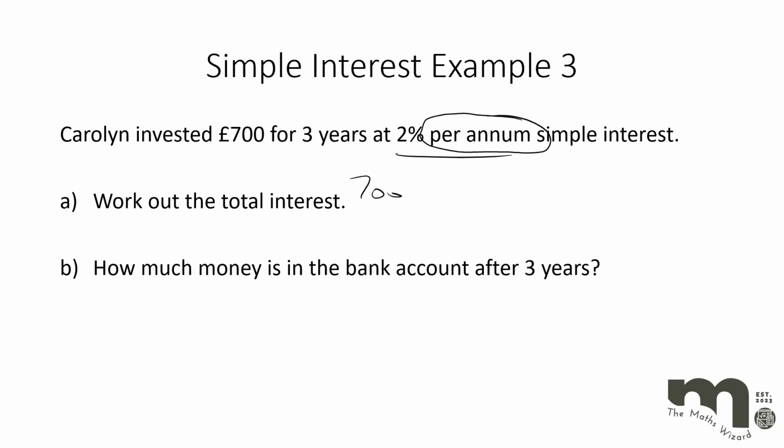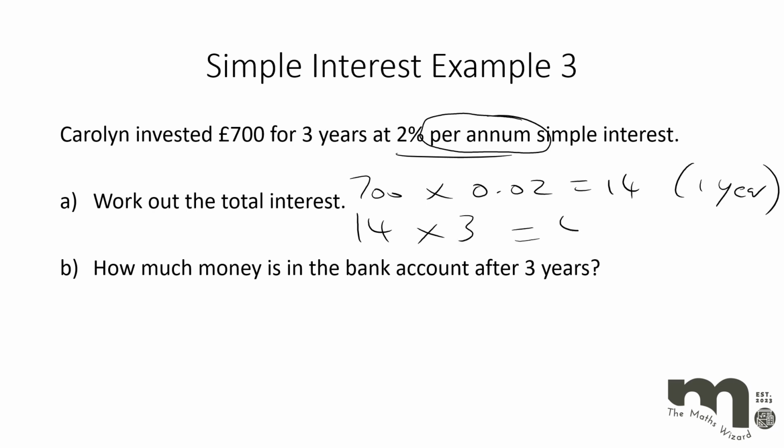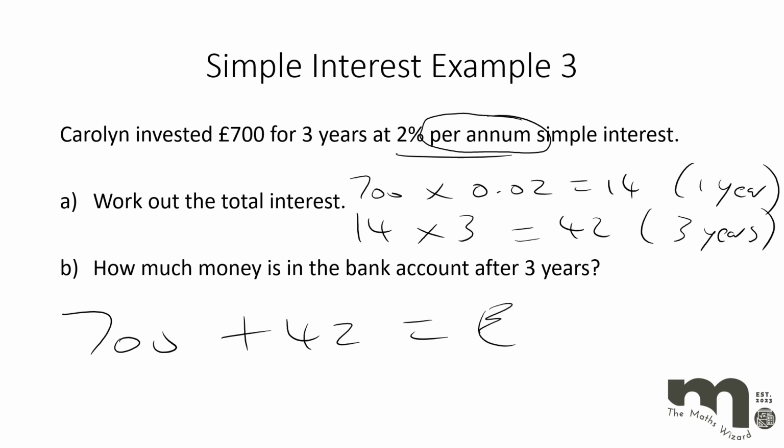Okay then, so if we do 700 times 0.02, that will give us 14. So there's 1 year's worth. 14 times 3 will give us 42. So that's 3 years. And then if we add on that 42 to 700, that will give us £742, which is how much money we have in the bank account after that 3 years.